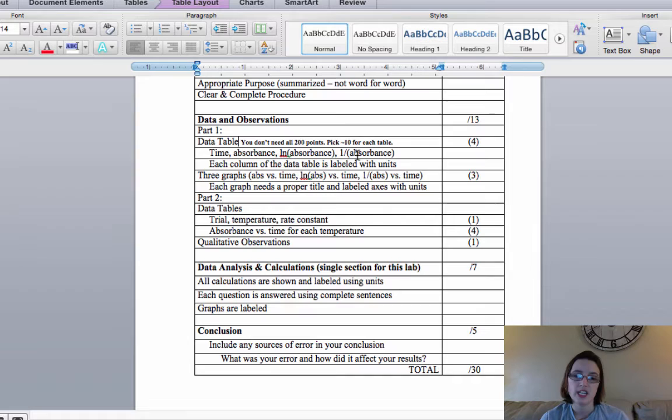And then you need qualitative observation. So what did the crystal violet look like when you put it in? What did it look like when you pulled it out? That kind of thing. Don't forget to include those qualitative observations.